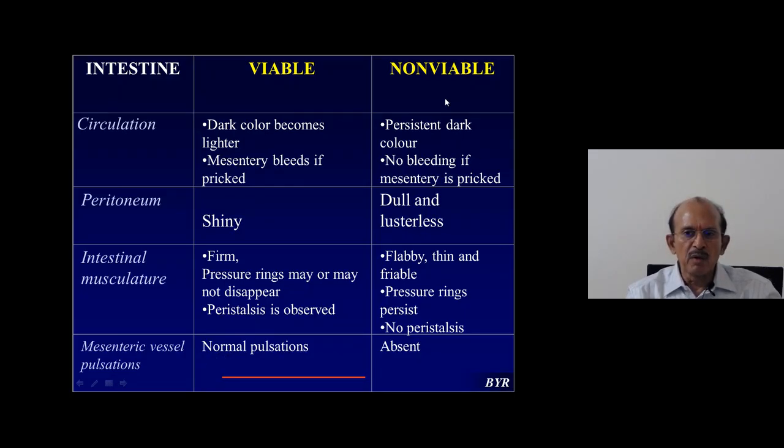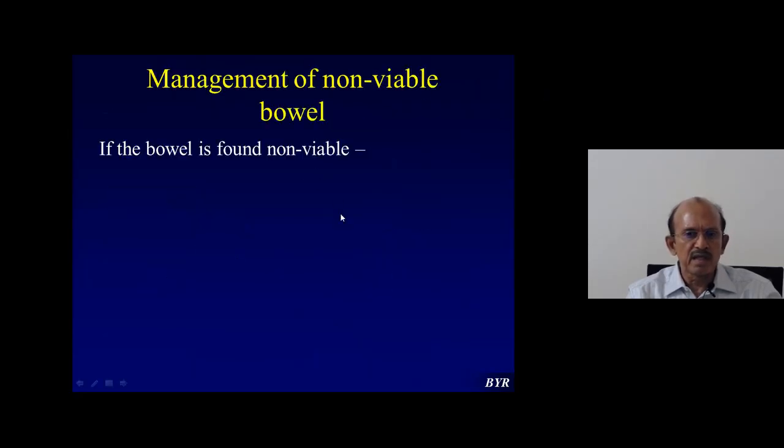In case of non-viable bowel, there is persistent dark color, no bleeding if the mesentery is pricked, the peritoneum is dull and lusterless, and the intestinal musculature is flabby, thin and friable. Pressure rings persist, there is no peristalsis. Mesenteric pulsations are absent. By these findings, you conclude that it is non-viable. When you find it non-viable, the treatment is resection and anastomosis.